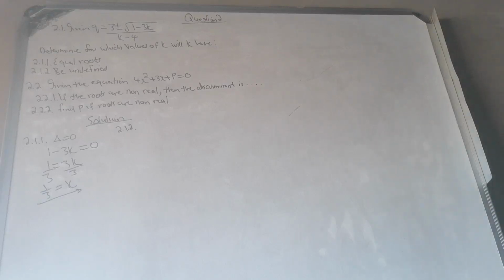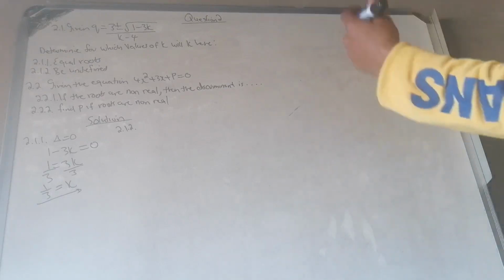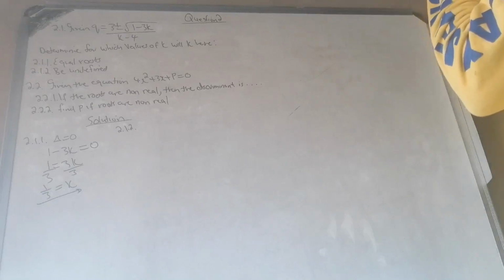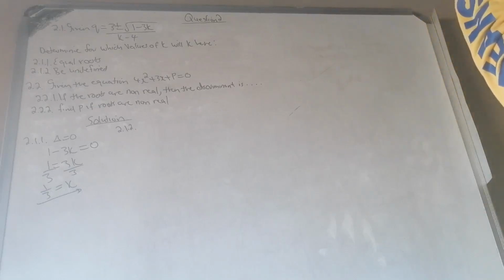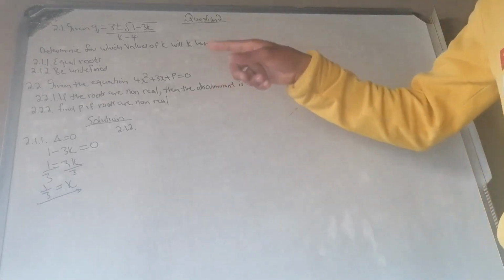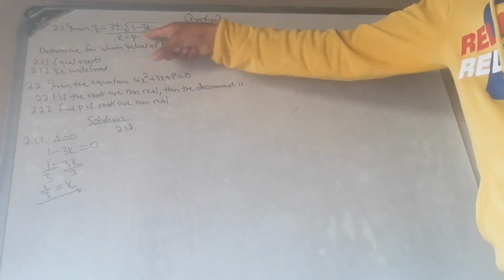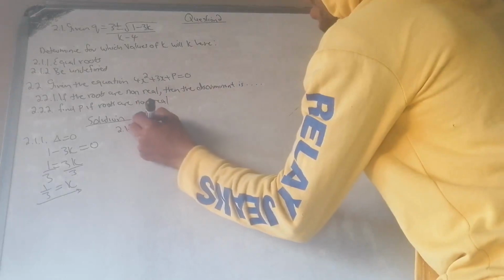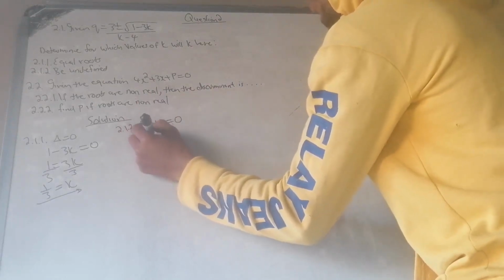2.1.2, the values of k for which the roots will be undefined. Now, if it is undefined, I know that the denominator must be equal to 0. That's when the roots will be undefined. So k minus 4 must be equal to 0, k must be equal to 4, because anything divided by 0 is undefined.